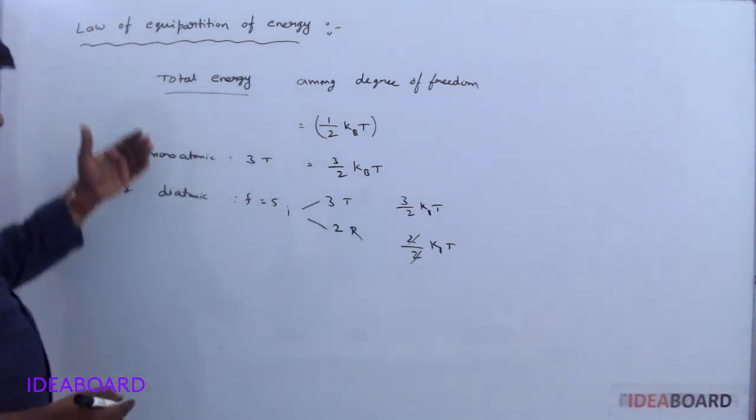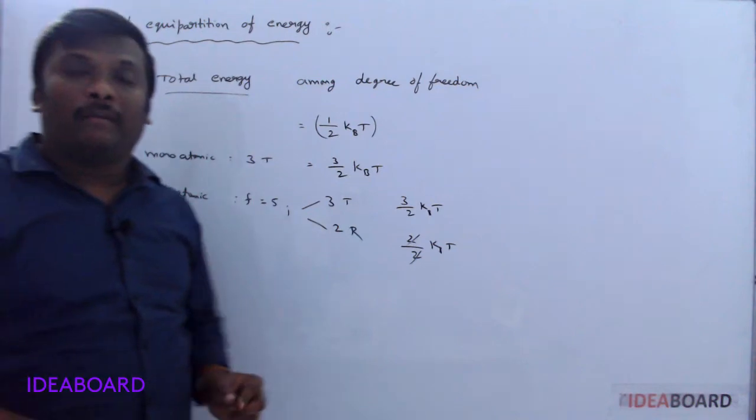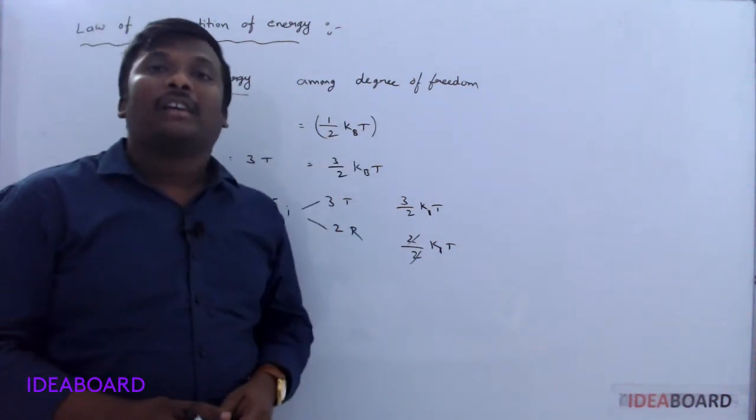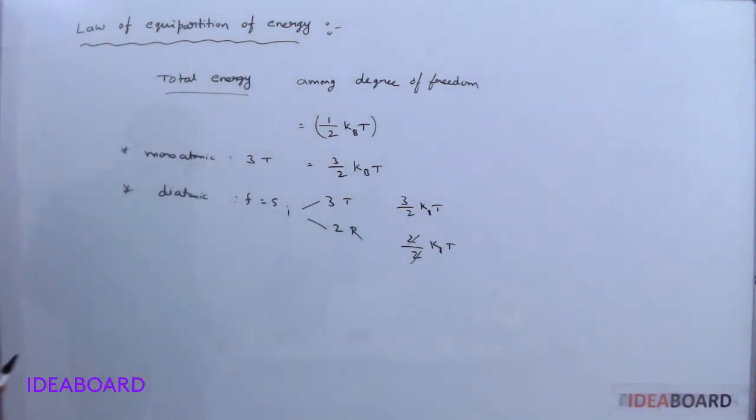Understand? In this way, monoatomic or diatomic or polyatomic, whatever it may be, each and every degree of freedom has an energy of half kBT. Okay?